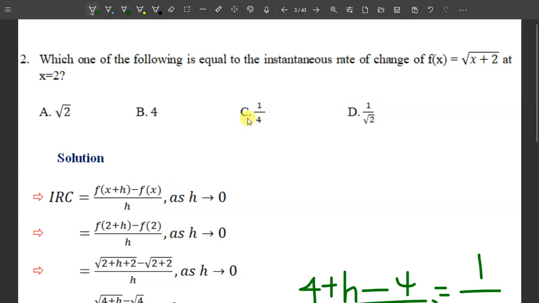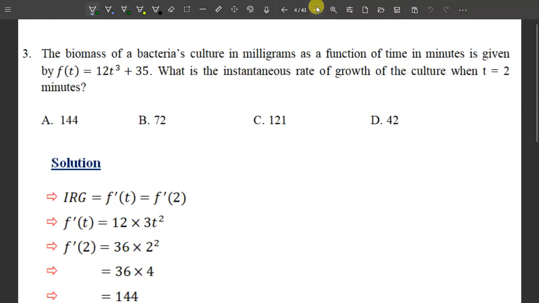Which one is it? C. If you said C, then you get a point. Let us see the next question.